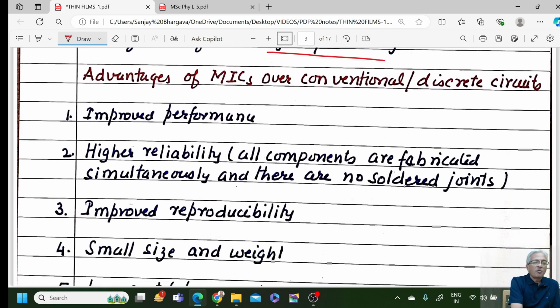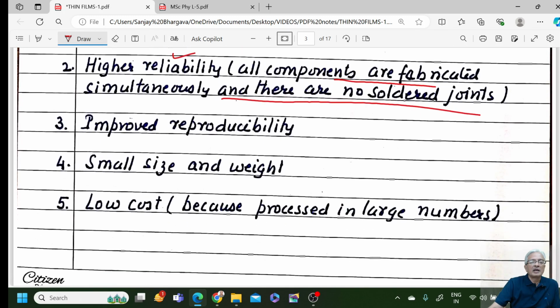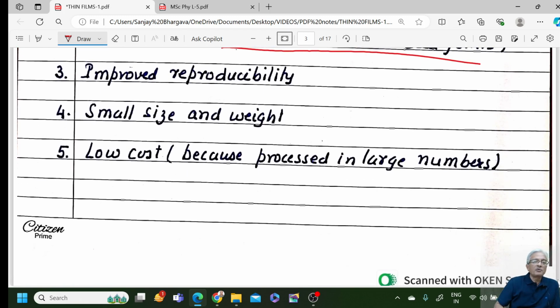Now the question is, what are the advantages over conventional and discrete circuit? So MICs show improved performance. They have a very high reliability. All components are fabricated simultaneously and there are no soldered joints. Therefore, there is no question of breaking of contact, and therefore they have high reliability. They have improved reproducibility. The size is very small and the weight is also small. Relatively low cost because they are always processed in very large numbers.